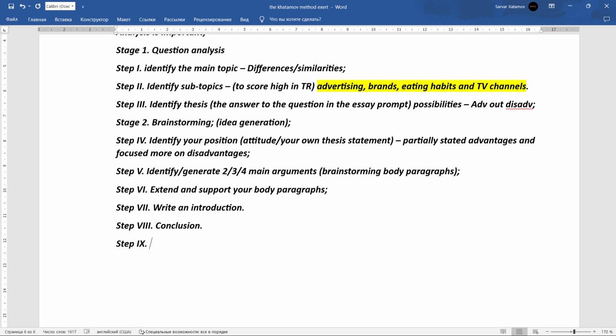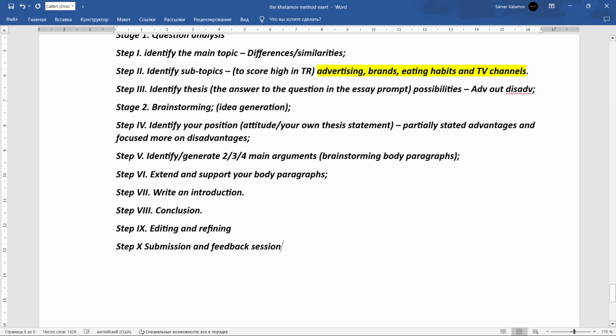Step 9, editing and refining. Step 10 is going to be when you submit, right? Submission, and you get your feedback session, where your IELTS instructor, or someone else, gives you feedback. And most people stop here, and it makes sense because there are 10 steps to it, right?